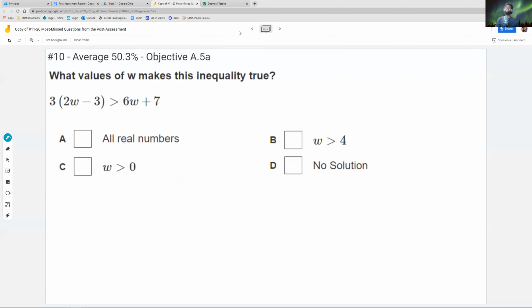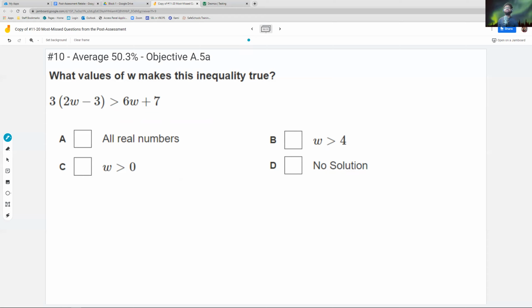Did I skip one? I did skip one. What values of W make this inequality true? So this says 3 times the quantity 2W minus 3 is greater than 6W plus 7. This is one where you're going to have to go through and solve this inequality. Once you solve this inequality, you will get your answer. So let's go ahead and do that.